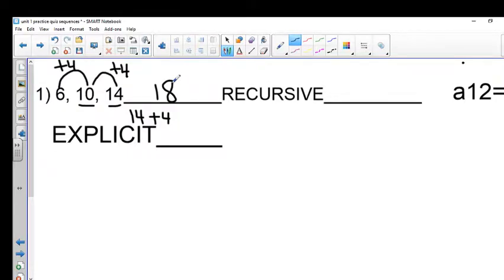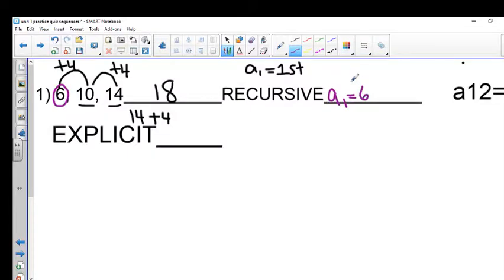Okay, so now we need to find our recursive formula. So our recursive formula says A1. We always have to write our A1 term. This one here means it's our first term. So we come back over here and look at our first term. This is the first one we see. So A1 is going to equal 6.